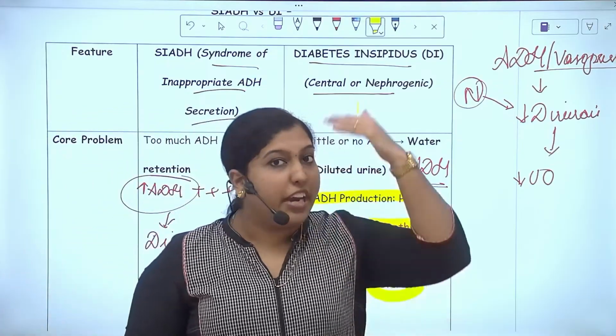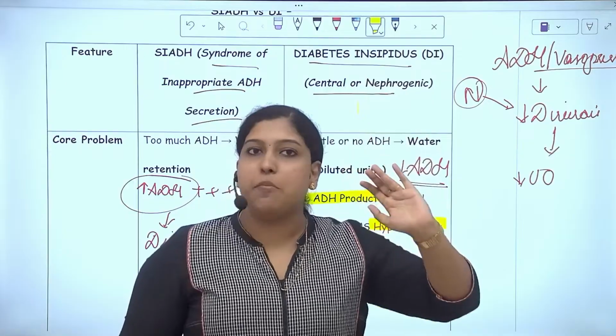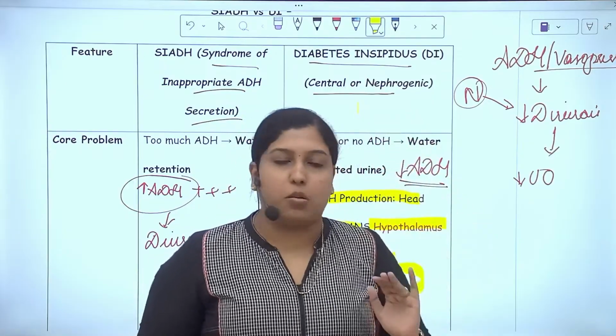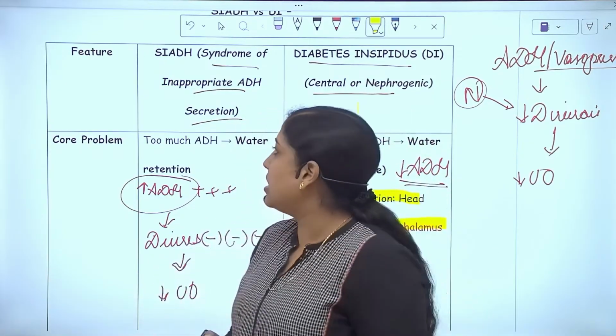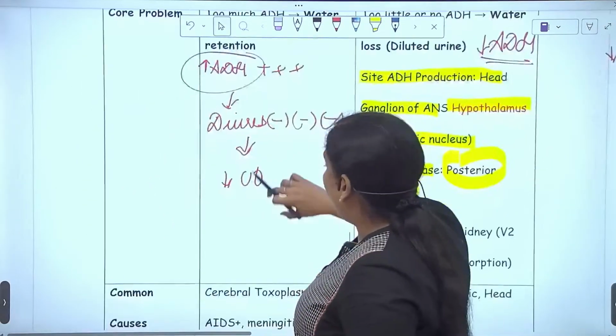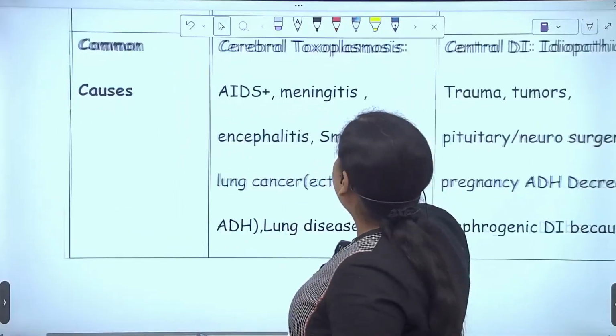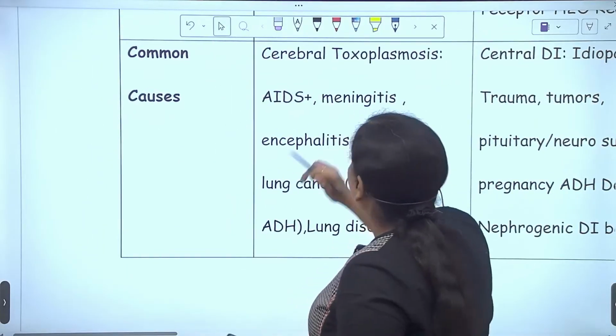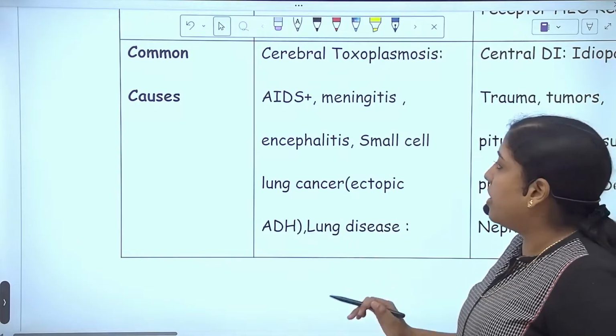SIADH, always remember, is an increased amount of ADH. Diabetes insipidus is a decreased amount of ADH. Remember these things. Next we will go to the causes. Now we will specifically see about SIADH. So what are the causes of SIADH?